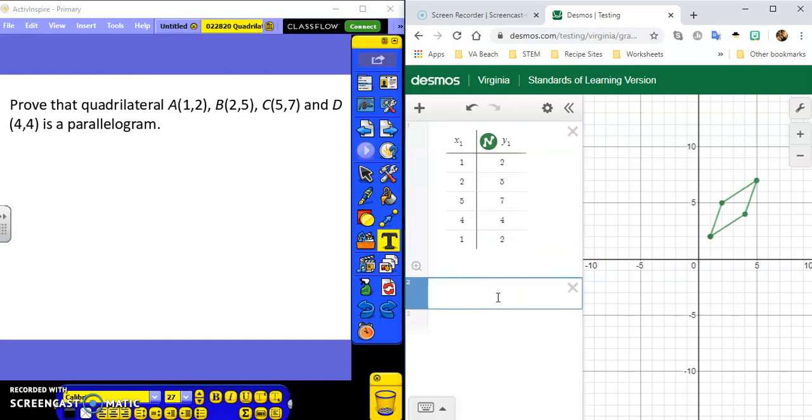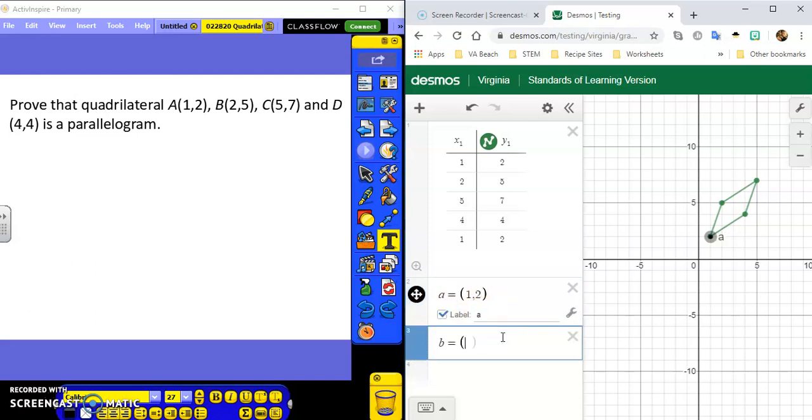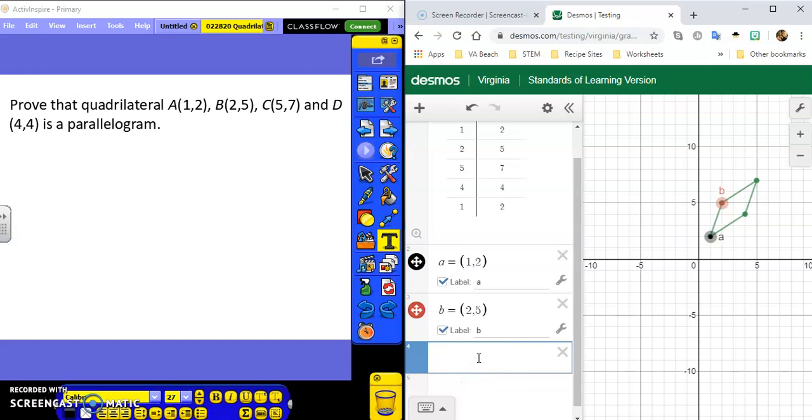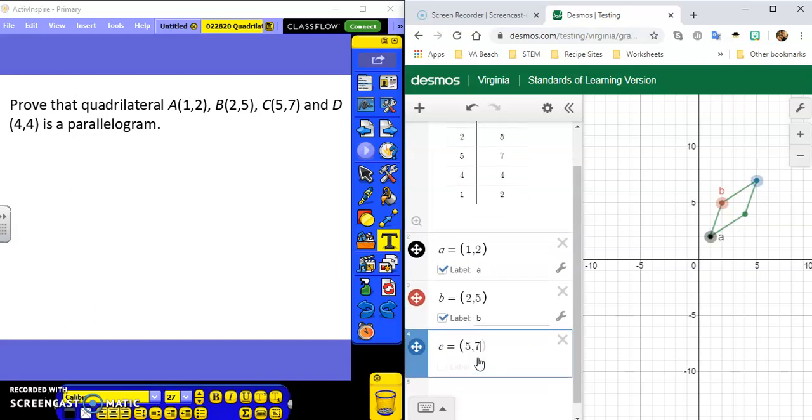Now, being a visual learner, I'm going to make my life easy, and I'm going to put in my points, but I'm also going to label them and call it A, so I know where point A is. I'm going to do the same thing for all my other points. That way, it makes it very easy on the graph to see exactly where each point is.